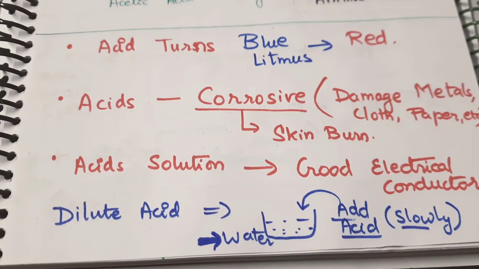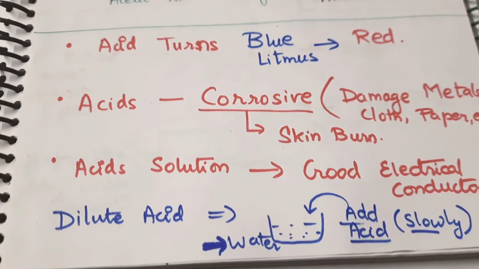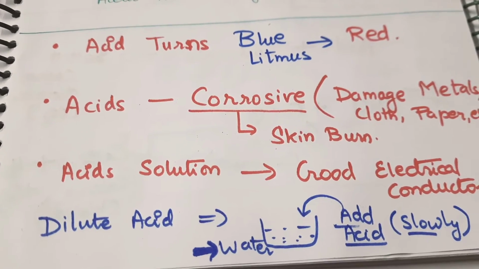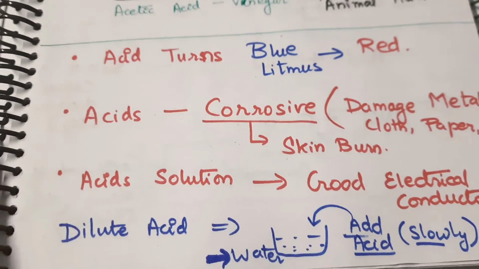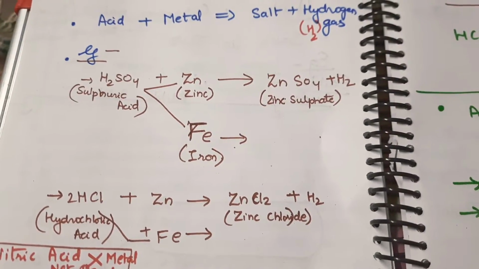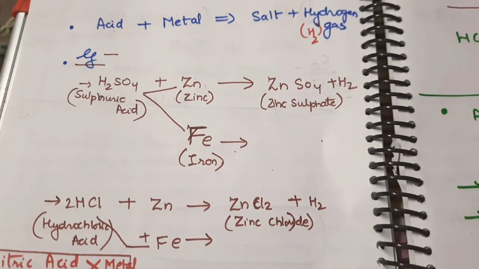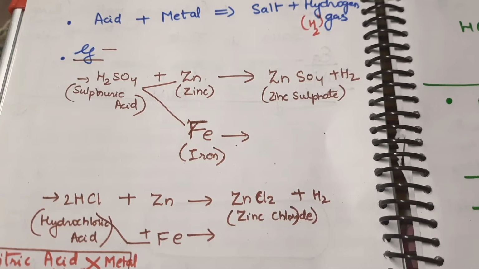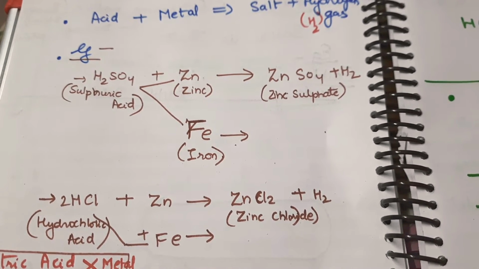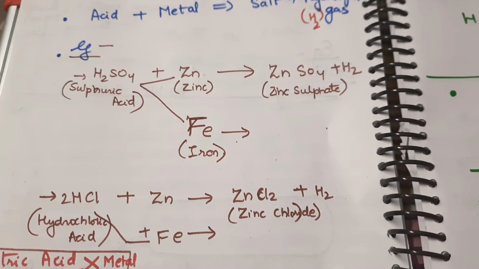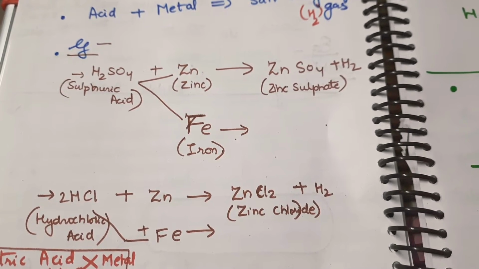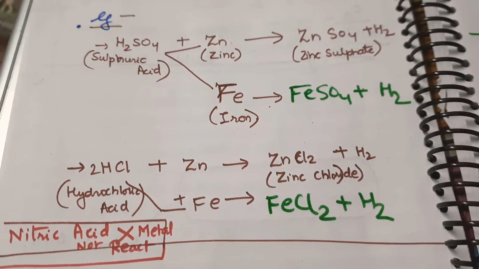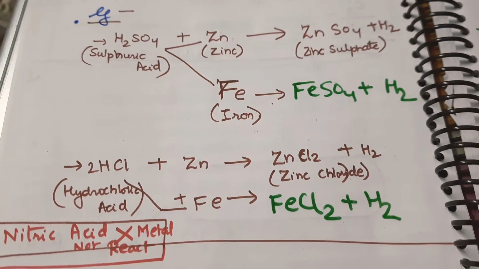How to make it? Take some water in a glass or beaker and add acid very slowly. Okay. Acid plus metal will form salt and hydrogen gas. Example, H2SO4 with zinc forms ZnSO4 and H2. Find out what ferrous reacts to form. When ferrous reacts with H2SO4, it will form FeSO4 plus H2, that is hydrogen gas.